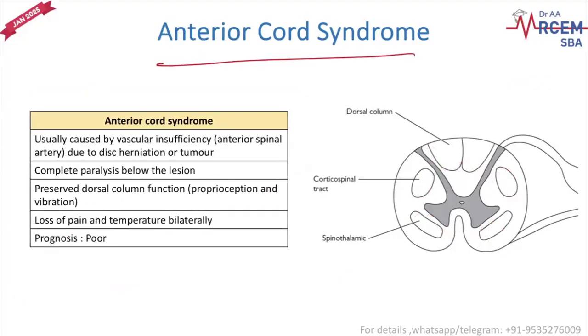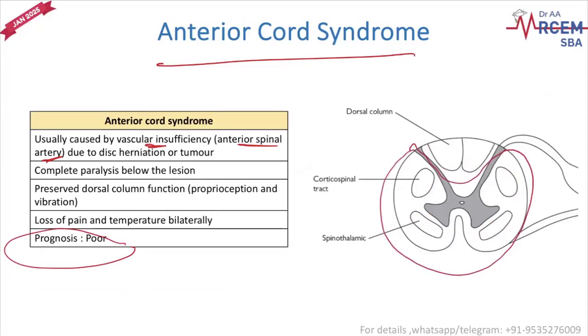Anterior cord syndrome. It is because of vascular insufficiency of the anterior spinal artery. The prognosis is poor because vascular compromise is present. Complete paralysis will be seen because of loss of the corticospinal tract. What about the dorsal column? The dorsal column is supplied by the posterior spinal artery, not the anterior spinal artery. That's why it will be preserved.